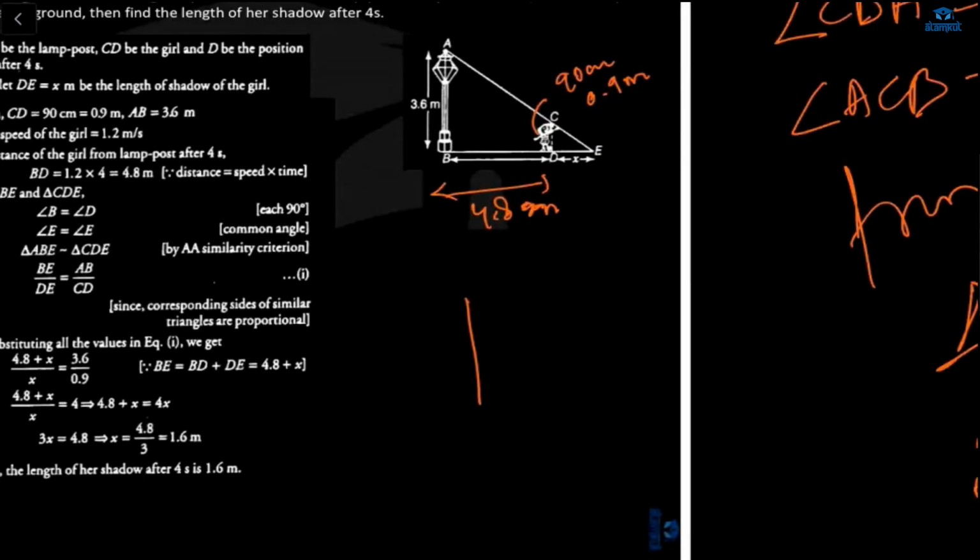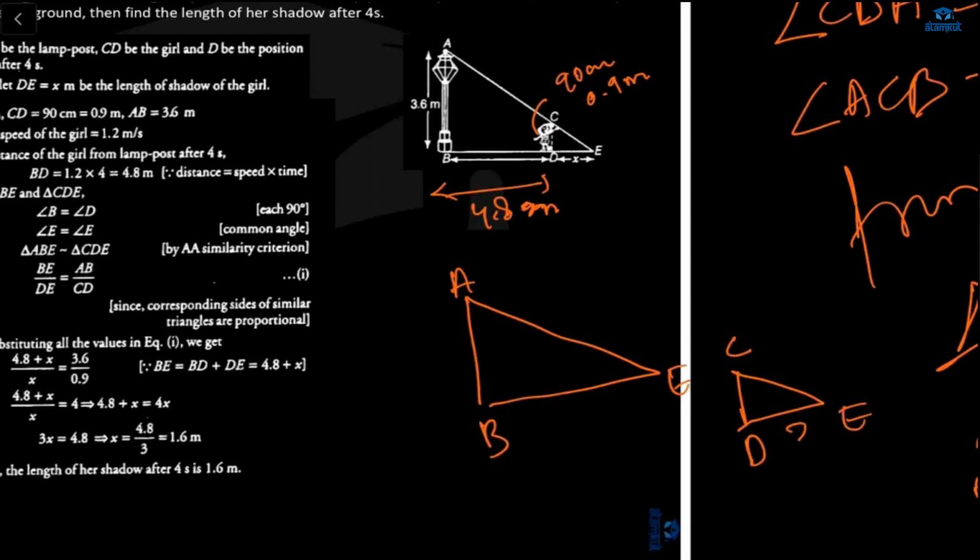One of the triangles is ADE, and the other triangle is the smaller one, that is CDE. This X is not known. This is 0.9 meter. This value is 3.6 meter, and this whole value is 4.8 plus X. This is not only 4.8. This is 4.8 plus X, because we are taking these two triangles.